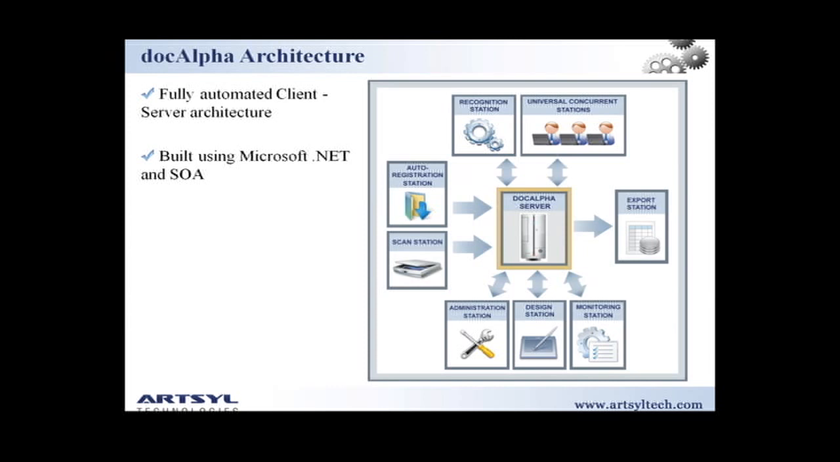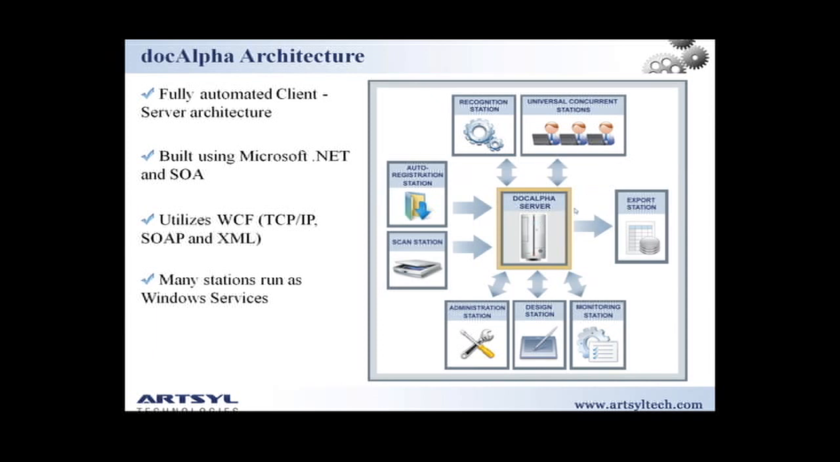It's all based on Microsoft .NET service-oriented architecture. It utilizes Windows Communication Foundation and SOAP and XML to communicate between the stations. It provides 1024-bit encryption for a communication layer, so it's very secure communication. That's why you can safely use the branch offices for scanning and verification and any other purposes you want in the system. Many stations run as unattended Windows services, meaning that auto registration, recognition, export, they don't require any attention.